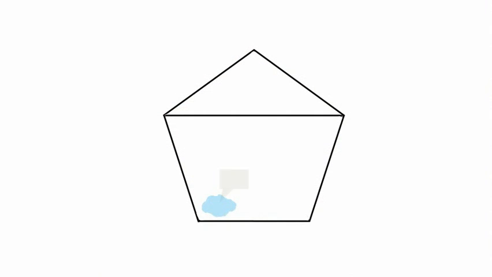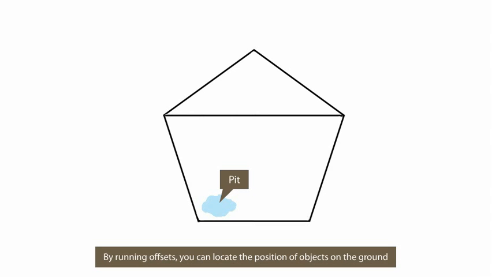Suppose you have the plan of an area and have to locate a feature on the ground marked by it, such as this pit. By running offsets at the opposite ends of the pit, points A and B, you can locate the pit on the ground and check whether its position is correctly shown on the map.